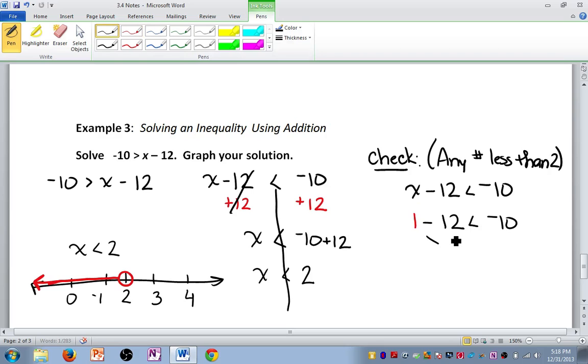And now I'm going to follow my integer rules. 1 minus 12 is negative 11. And I want to see, is it less than negative 10? Well, negative 11 is less than negative 10. It's a smaller number, so that checks out.